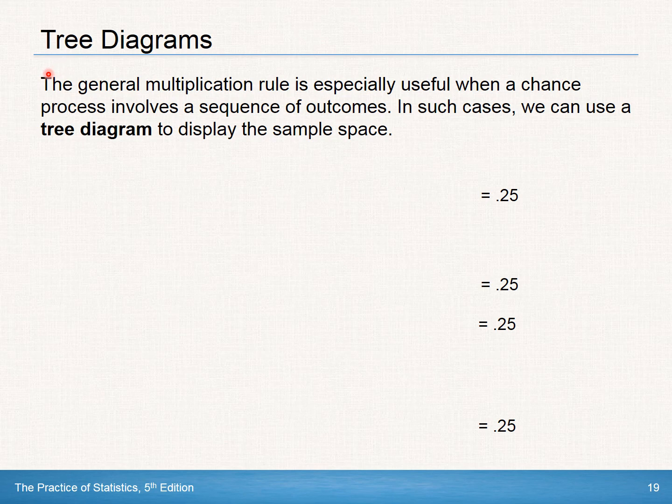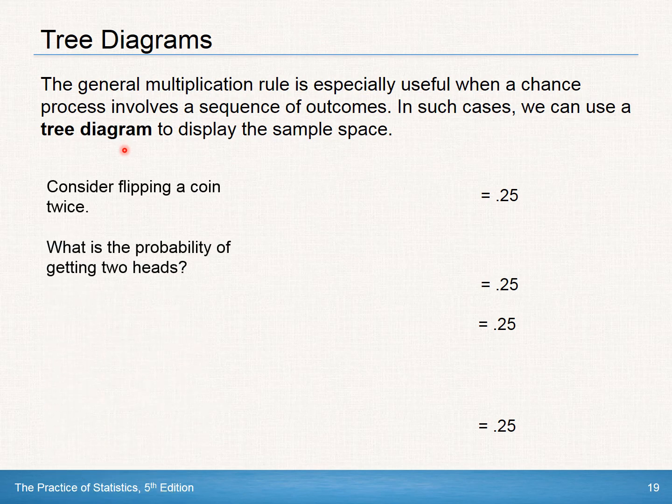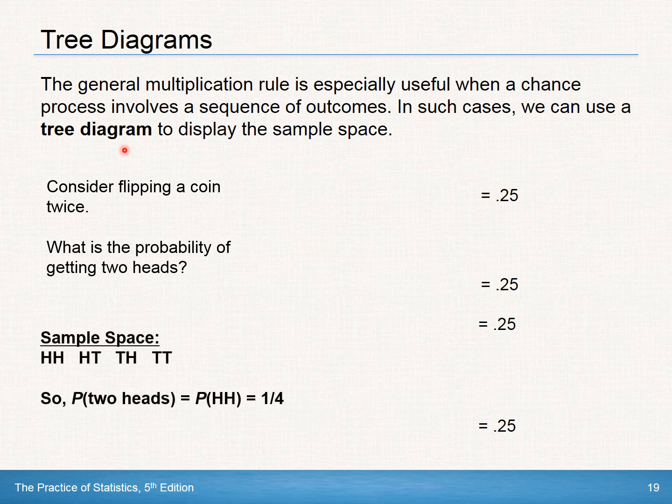The general multiplication rule is especially useful in probability when we're talking about a sequence of outcomes. That's really like our conditional probability, having two scenarios going on at one time. The best thing to do is to draw a tree diagram, list the sample space, and list the probabilities under each sample. So let's think about flipping a coin twice. What's the probability of getting 2 heads? This isn't too bad. Let's take a look at our sample space. If I flip a coin twice, I can get 2 heads, heads and tails, tails and heads, or 2 tails. So the probability of 2 heads is heads and heads, which is 1/4 or 0.25.